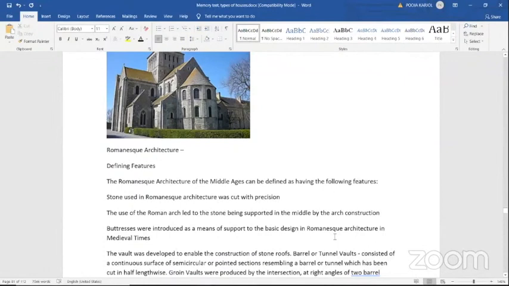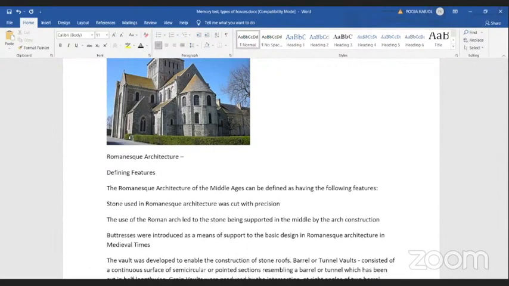Can you explain the last point with another example? The use of Roman arch. Yeah. Another example.